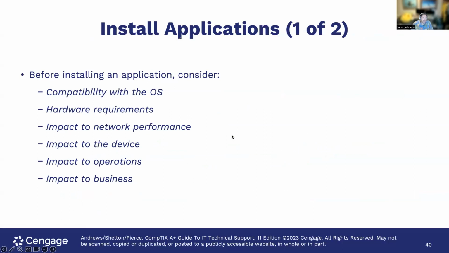So lastly, we get to installing applications. Before installing an application, you should consider the compatibility with the OS. You'll find that some of the applications you have just aren't supported any longer in newer operating systems. You need to make sure that it's okay with the hardware requirements. You also have to measure the impact to network performance, impact to the device, impact to operations, and impact to business. These are, of course, if you're using these in business, enterprises.